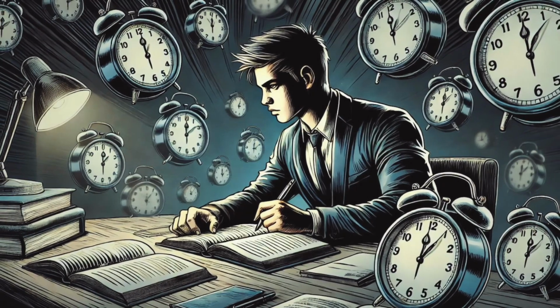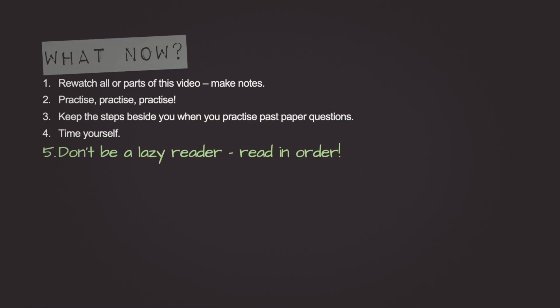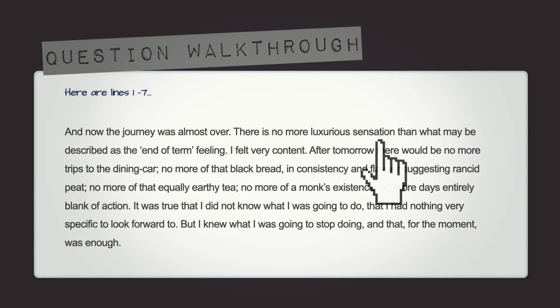Time pressure changes everything. Remember, this is an 8 marker, so that's 17 minutes. 10 minutes for reading both extracts and highlighting and matching statements, and 7 minutes writing up 3 to 4 comparison statements. Number 5, the big one, don't be a lazy reader. Read properly and in order. High-level English doesn't just appear in your brain overnight.